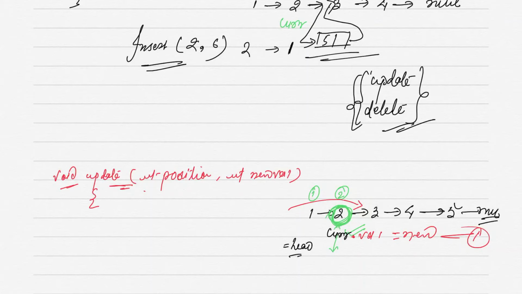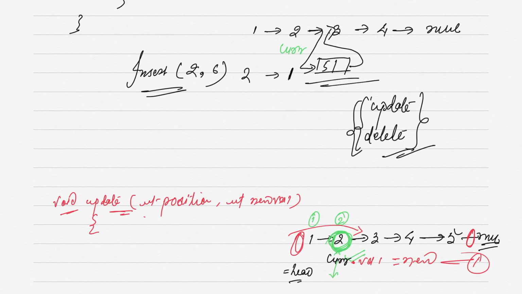Traversing to the specific position is what we need to find out, because in the linked list we only have the information of the head and tail. If you want to do any operation in between the linked list, definitely you need to go and find it, and then update that value.